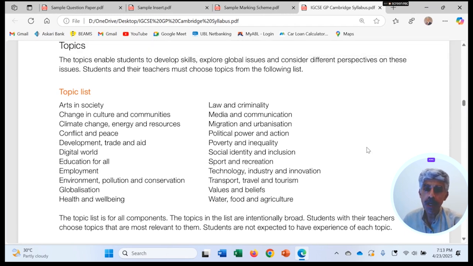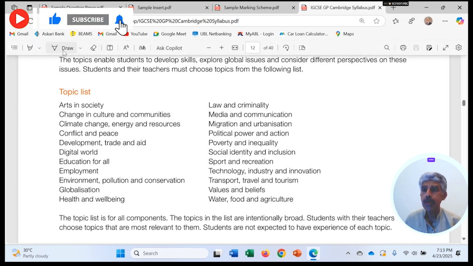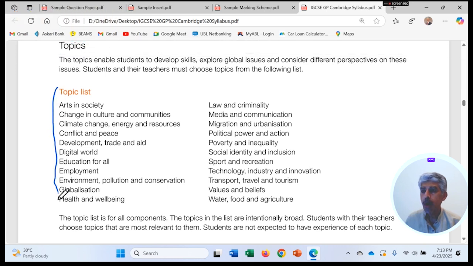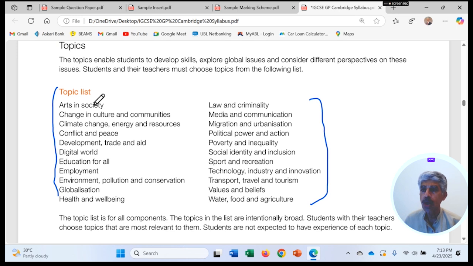As we all know, this is component number 1, and here is the list of 22 topics. As I explained, you will be given the paper out of these 22 topics. So what you need to do is learn the skills rather than knowing everything about these topics. So I'm going to start question number 2 now.